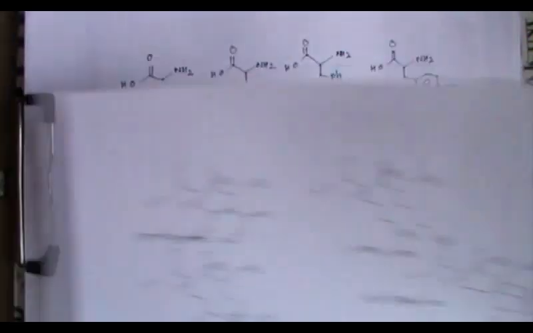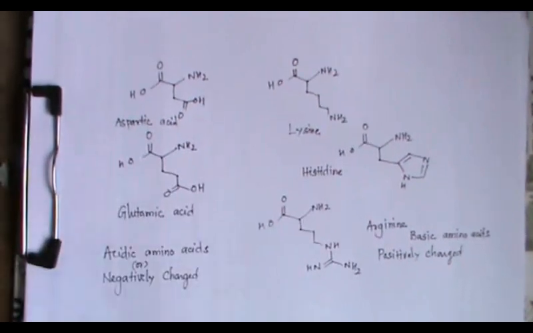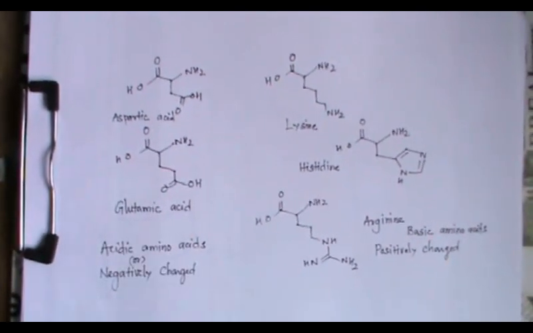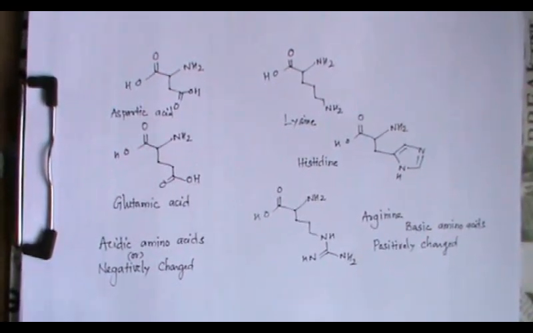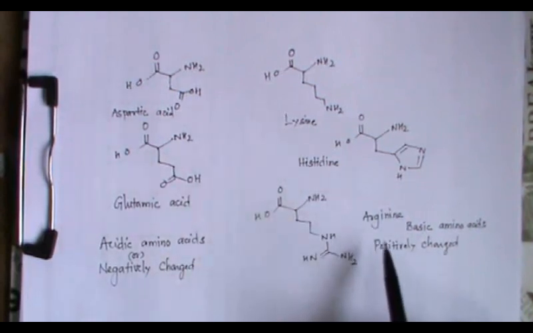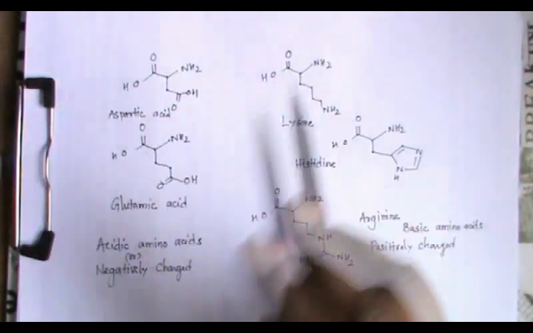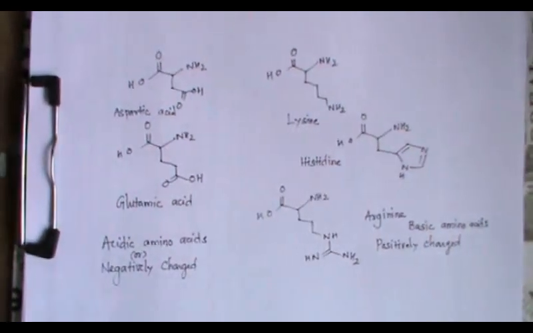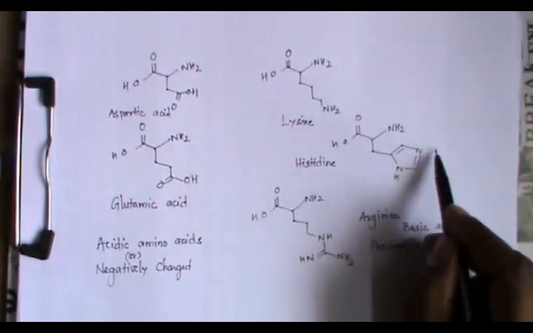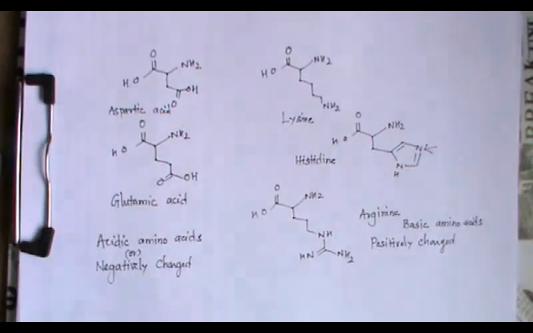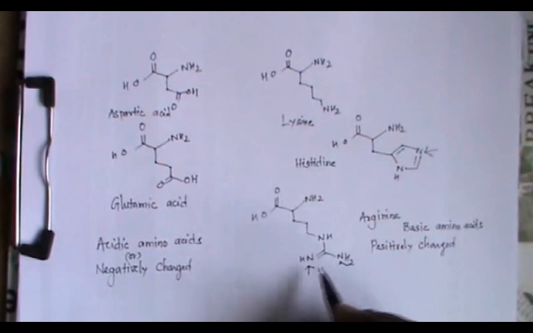We have 5 more amino acids: aspartic acid and glutamic acid. They are acidic amino acids. There will be 2 CO2H groups. Lysine, histidine and arginine are basic amino acids. In addition to the amino acid amine, there will be one more basic nitrogen. In lysine, I have NH2. In histidine, I have this nitrogen which is basic. Similarly, in arginine, I have this amine as well as this.